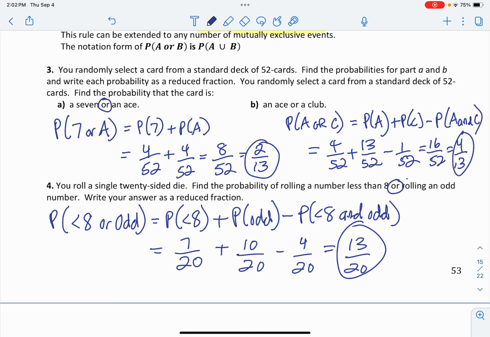Okay, so basically the formula is pretty easy to use. Just if there's overlap, we have to subtract that double count. If there's no overlap, just add the probabilities and you're good to go.